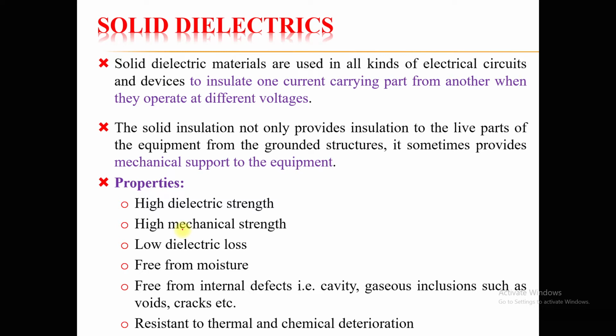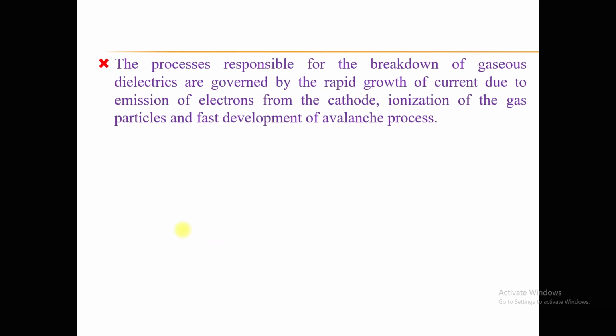Okay, so it should be resistant to thermal and chemical deterioration as well. So the processes responsible for the breakdown of gases are usually governed by the rapid growth of current due to emission of electrons from the cathode, ionization of the gas particles, and the fast development of avalanche processes. Okay, so these are the normal conduction and breakdown mechanisms usually seen in the gaseous dielectrics.